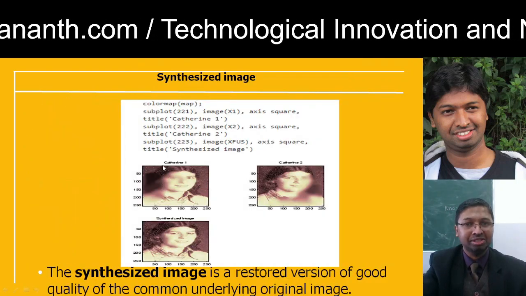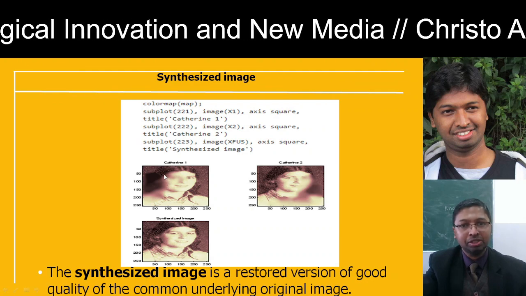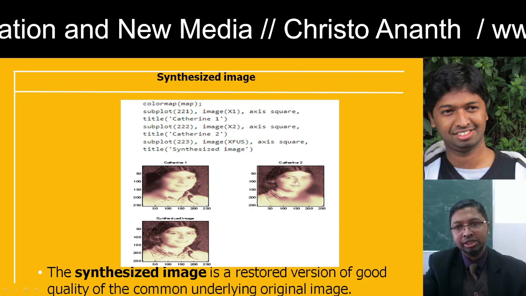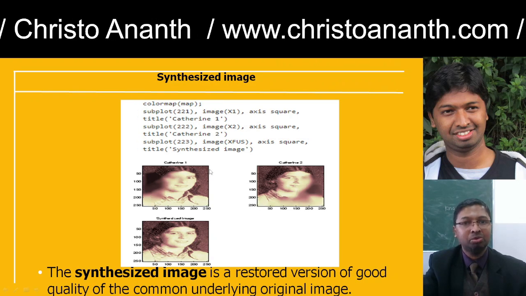I will show you. Okay. So this is Catherine 1, Catherine 2, and this is the synthesized image. So for the first one, here it's blurred. Second one, here it's blurred. And this is how you are going to synthesize from Catherine 1 and Catherine 2.